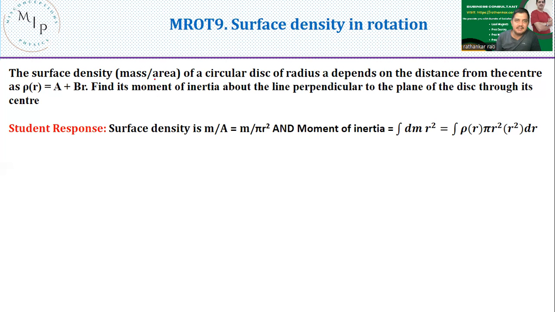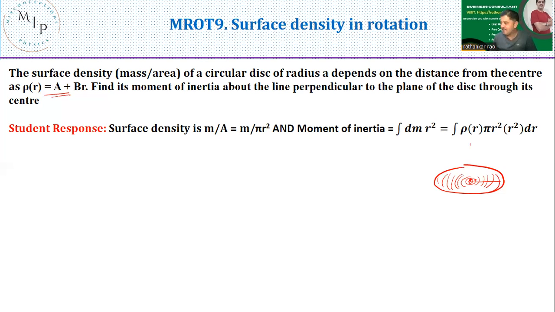So the surface density is nothing but the mass by area of a circular disk of radius R depends on the distance from the center as rho of r equal to A plus Br. What does it tell? It tells you that you have a disk, and in this disk from the center, the mass here is little, here it is little. Now as we keep on going, the density keeps on increasing. Mass density keeps on increasing as we go away from here, that's what it tells you. When we go away from here, density keeps on increasing with the radius, and the way it is increasing is given by rho of r equal to A plus Br. That means initially density is constant at r equal to 0. Put r equal to 0 here, then I get rho of r equal to A, which means some material present over here, light material.